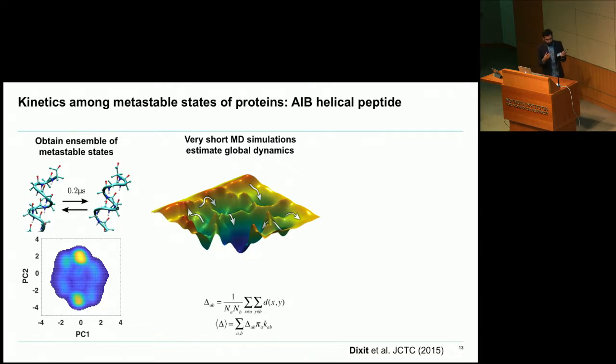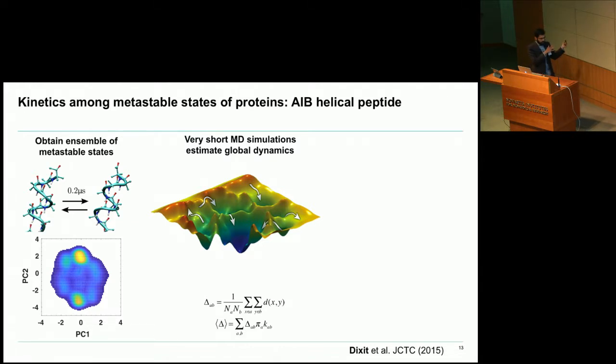Now, this did not require a very long simulation. All it required was many, many short simulations. We ran around 1,000 short simulations. Now, what I want is a Markov process which is consistent with this equilibrium distribution and this dynamical ensemble average.